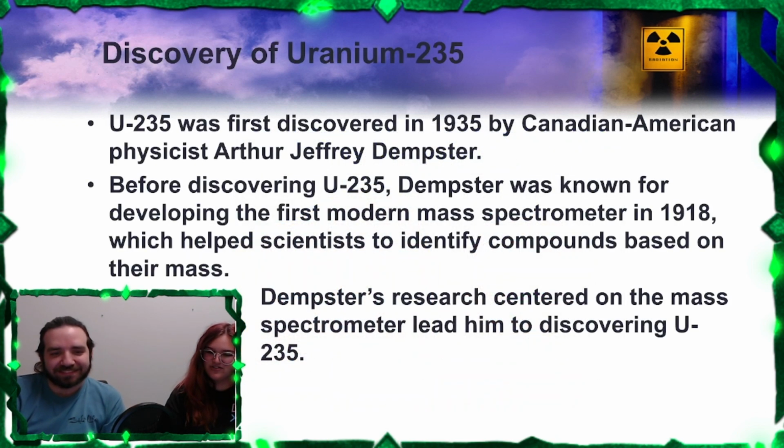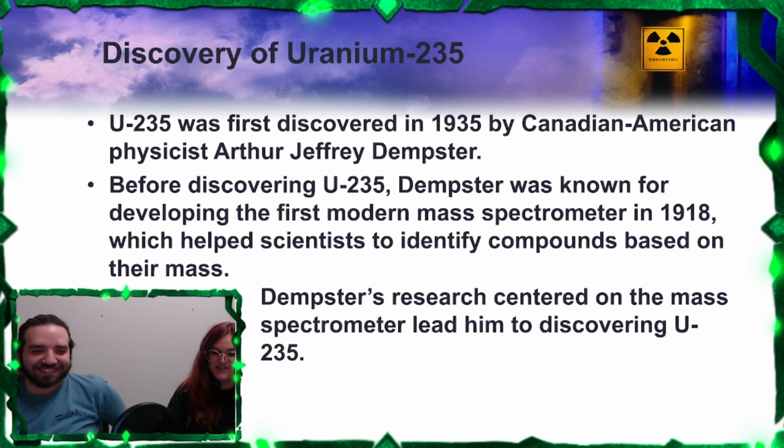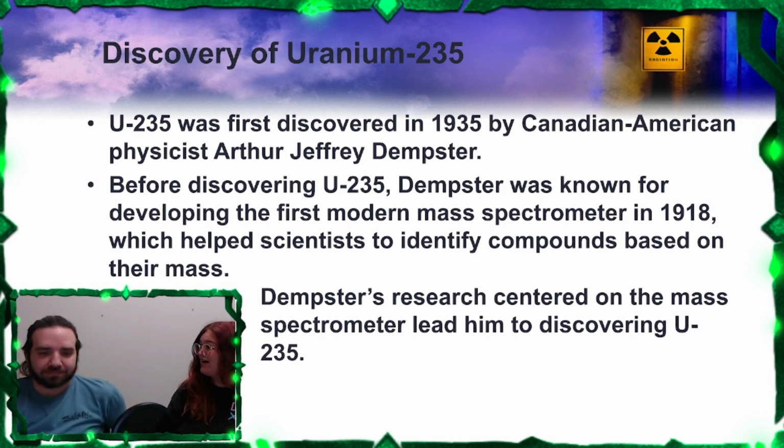Uranium 235 specifically was discovered in 1935 by Canadian American physicist Arthur Jeffrey Dempster. Man has two first names and the last name of almost Dumpster. Before discovering it, he was known more for developing the first modern mass spectrometer in 1918, which helped scientists to identify compounds based on their mass. And his research centered on the mass spectrometer, which helped him find uranium 235.